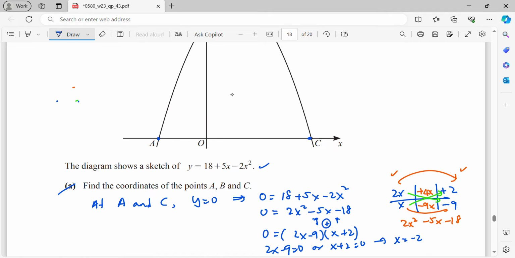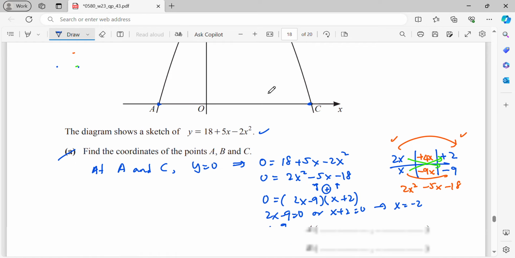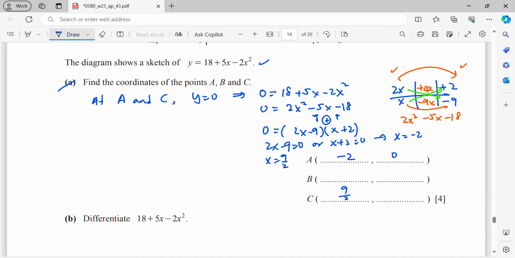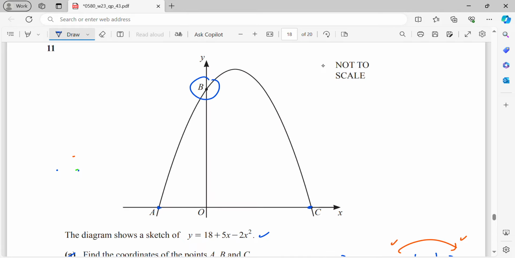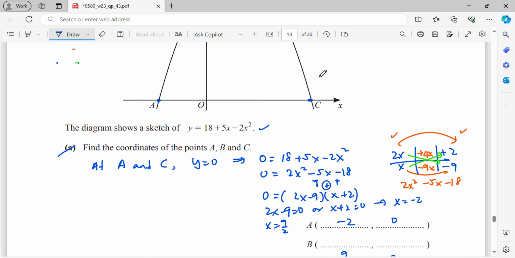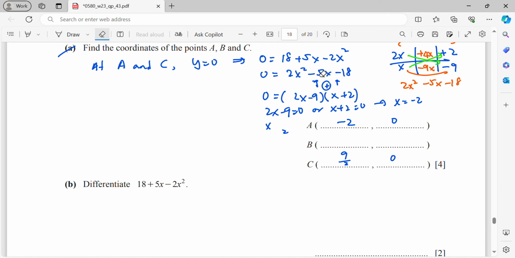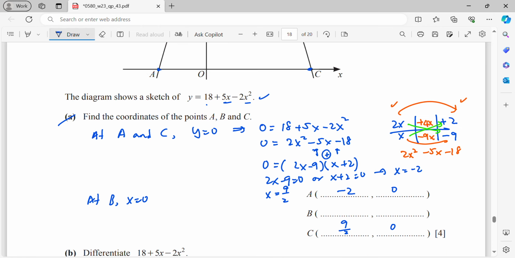So obviously, A is negative, which means A will be negative 2, 0. Then C will be 9 over 2, 0. Now, for point B, it is when x is 0 because it's on the y-axis. So at B, x equals 0. When x equals 0, just replace. Obviously, it's 18. Therefore, I get 0, 18.